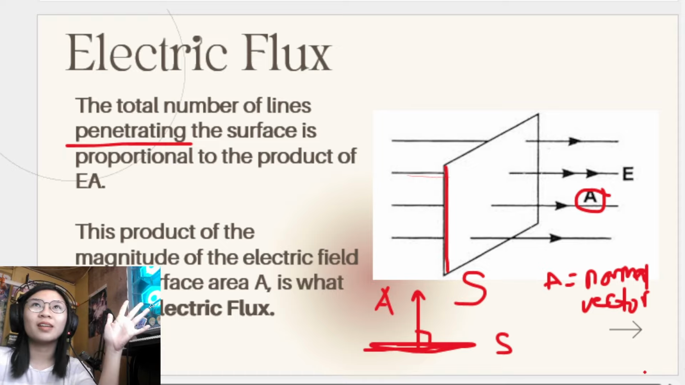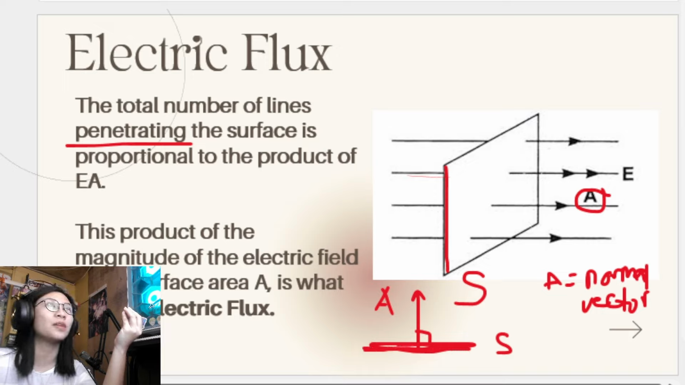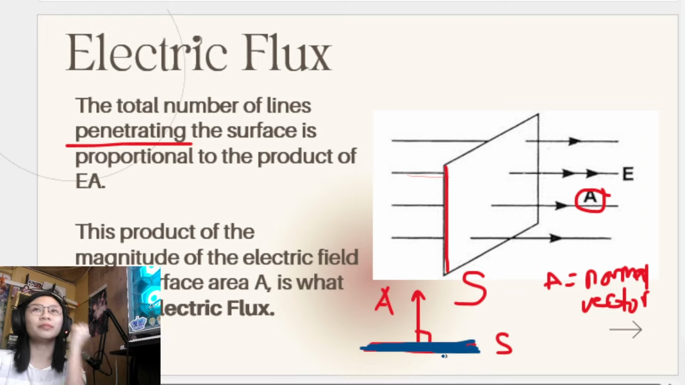Now, the logic here is to separate the surface and A. Suppose the electric field is parallel to the surface. This blue line is your surface, and the red one is your vector A, or normal vector. Your surface is the blue one, and your A is the one perpendicular to it.